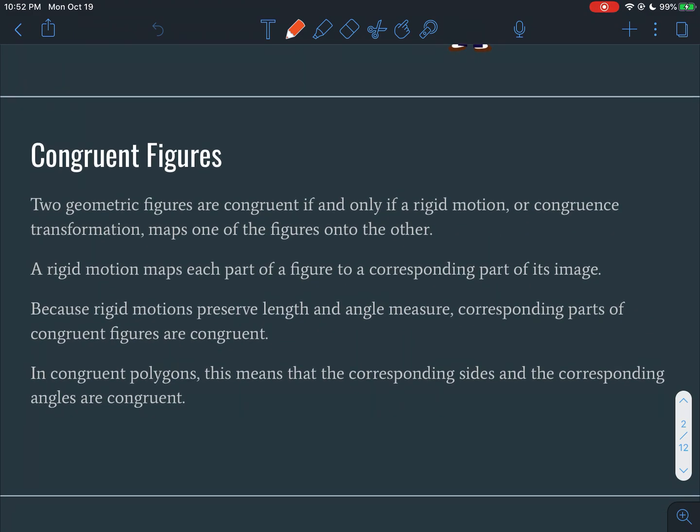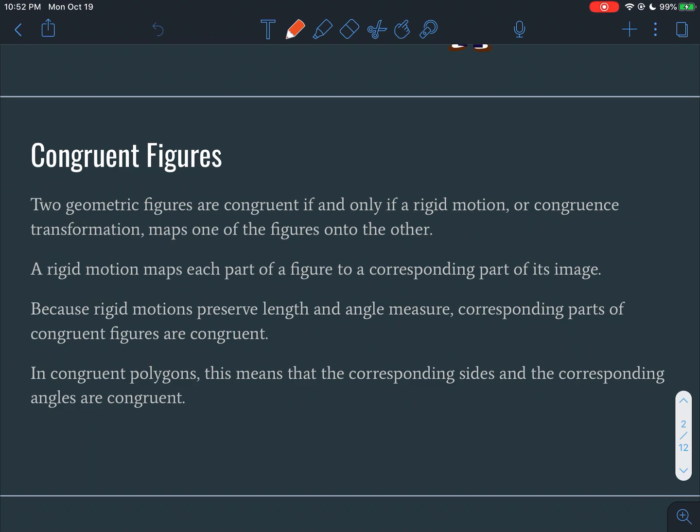Congruent figures. So remember, two figures are congruent if a rigid motion or a congruence transformation maps one figure onto the other. So if you can take a shape, move it around by sliding it, flipping it, or turning it to make it lie perfectly on top of another shape, or another figure, then those two figures are congruent, which means they're the same size and the same shape.